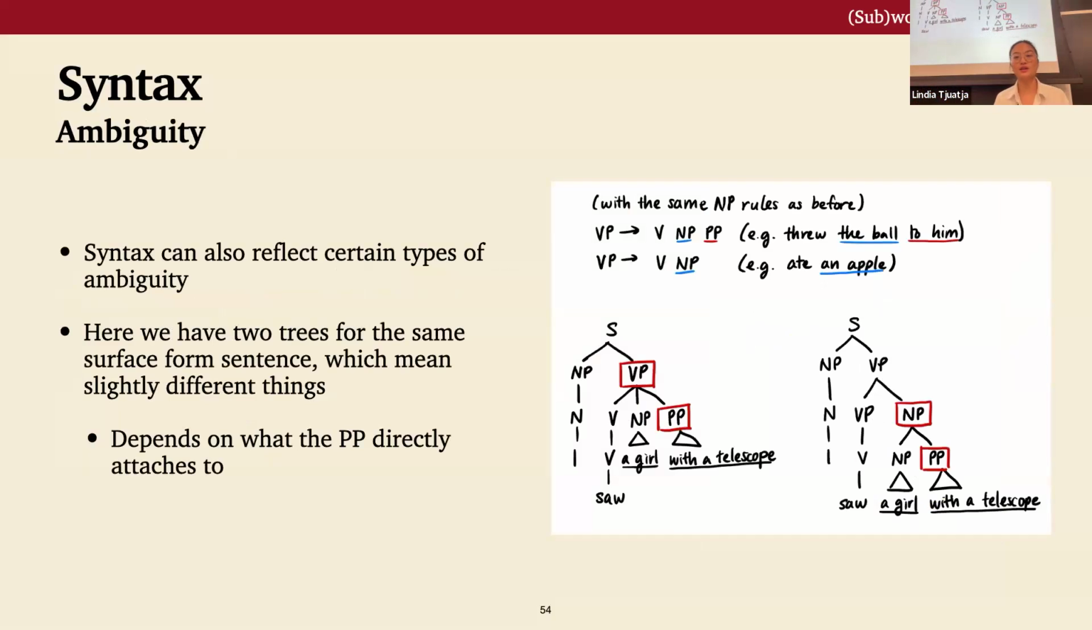We can also have syntactic trees that reflect ambiguity. Here we have two trees for the same surface form sentence: "I saw a girl with a telescope," but they mean slightly different things depending on how you interpret "with a telescope." Are you seeing the girl, do you have a telescope in your hand, and are you seeing the girl with it? Or are you seeing a girl who has a telescope? You can represent these two interpretations differently in syntax.